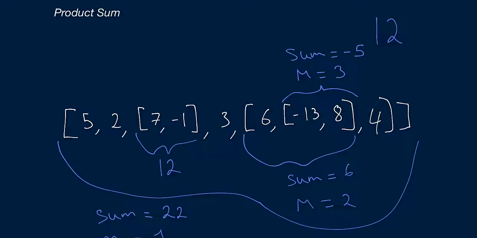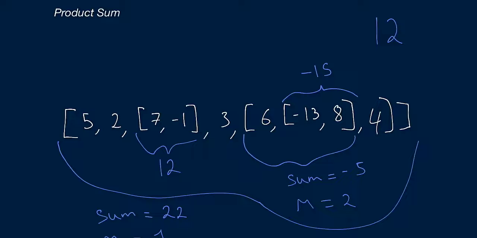So we return the product sum of this array, which is going to be our sum, negative 5, multiplied by our multiplier 3. So negative 15. We'll just erase that and put it here, negative 15. And so our sum here is going to be 6 plus negative 15. So 6 plus negative 15 is how much? Negative 9, I guess. And then finally, we've got a number, 4. Add 4 to negative 9. That's going to be negative 5.